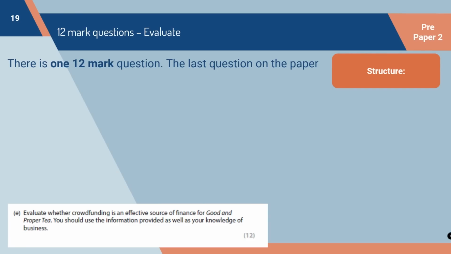Right, the 12 marker. There's one of these, and it's the last question on the paper. Make sure you get there, because your timing is obviously really important. In terms of structure, it's not too dissimilar to a 9 marker in terms of the amount of paragraphs, but you obviously want to go into a little bit more depth, especially in your conclusion. These assess you on all 4 assessment objectives: knowledge, application, analysis, and evaluation.